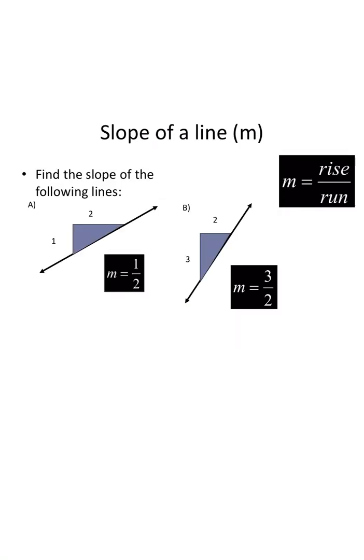Then if you had to find the slope of a line, remember you put the rise over the run. So like this line here, you draw a triangle, and that would be 1 over 2. This one here, rise over run. So draw your triangle, and that would be 3 over 2.